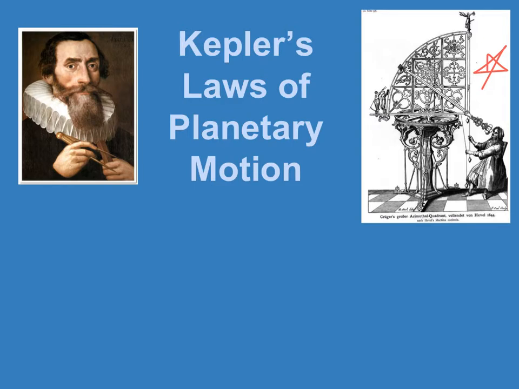Really poor methods of timekeeping. That's all they had to track the motions of the planets. And with virtually no mathematical tools or anything, he was able to come up with the following 3 laws.